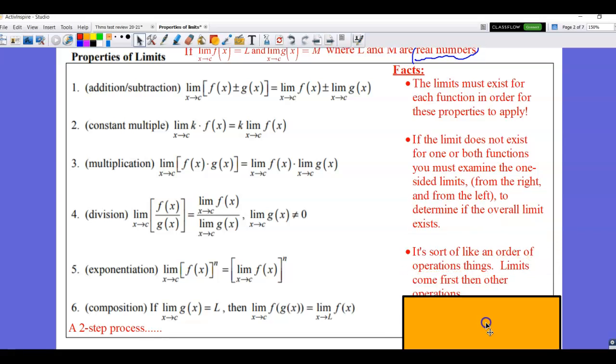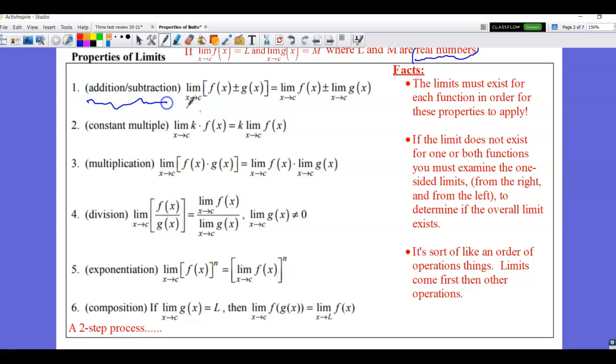And then the third thing, as we unpack these properties, what you'll hopefully notice is that it's not really an order of operations, but it's sort of an order of operation thing. Limits come first and then the other operations. So keep that in mind as I start talking through these various properties. So take a look at property number 1, which is applying to addition and subtraction.